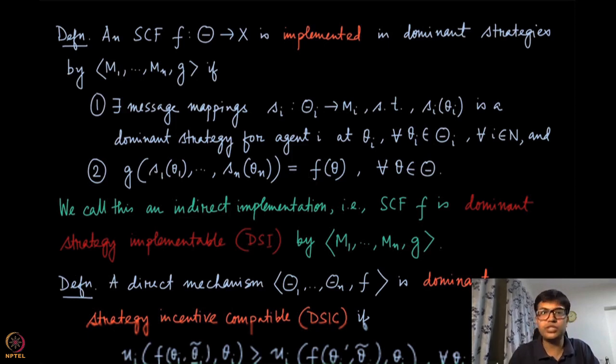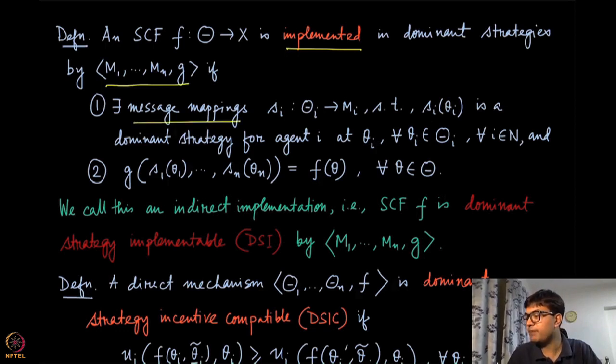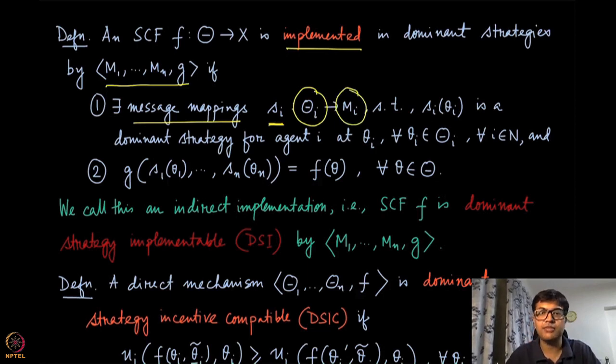So we are going to use this term implementation. We are going to say that a social choice function F is implemented in weakly dominant strategies by this indirect mechanism M1 to MN, G, if two things happen. There exist some message mappings. You can think of these Si's as strategies: if you have a specific type, then you choose a specific message. For instance, if your price to performance or comfort to budget ratio has a specific form, then that is your type. Then you choose to purchase a ticket of a specific class.